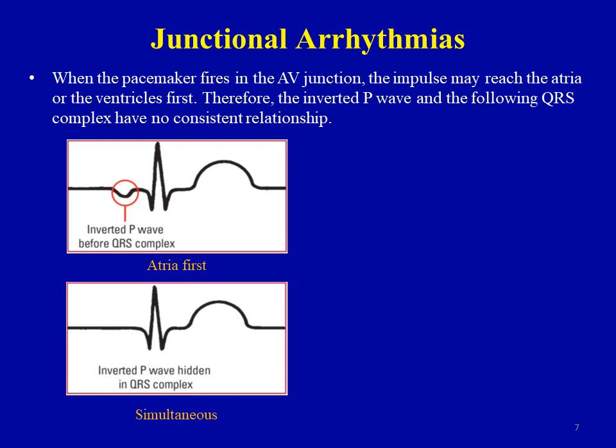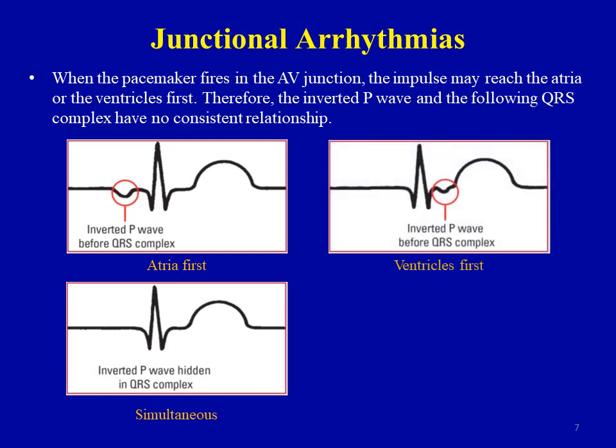But if the impulse is conducted to both the atria and the ventricles at the same time, the P wave is expected to be inverted, but since the conduction happens at the same time, the inverted P wave will be hidden in the QRS complex. This is the case of simultaneous conduction to both the atria and the ventricles from the junction, which is the pacemaker of the heart in the case of junctional arrhythmia.